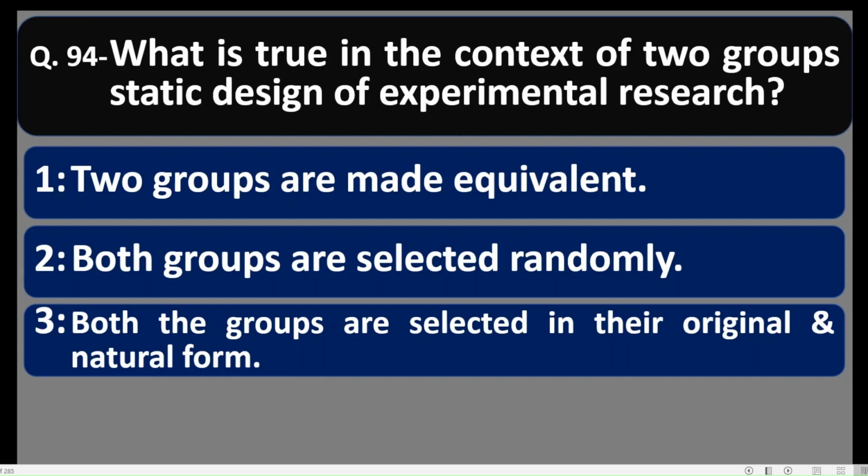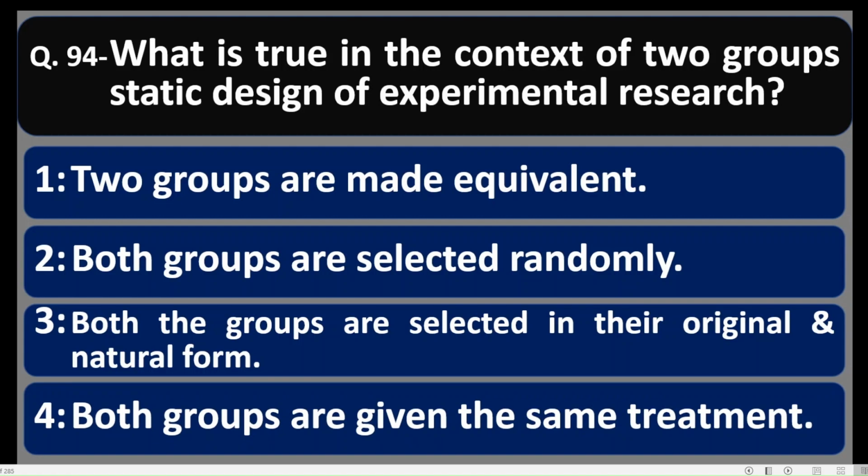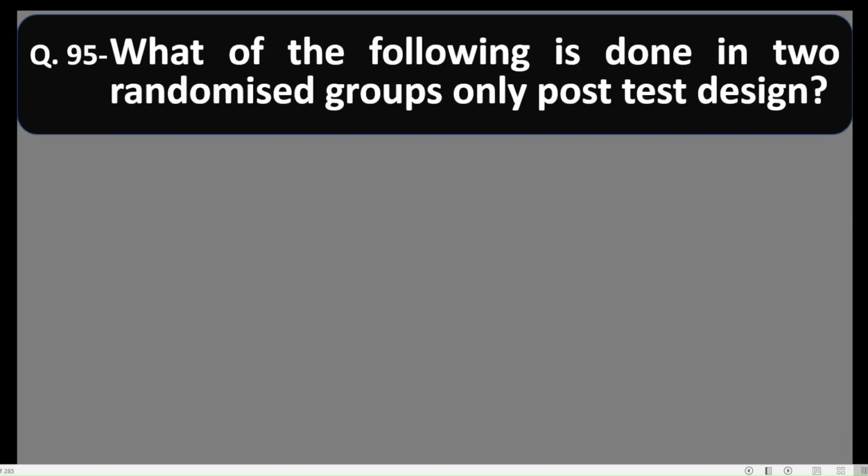The groups are selected which are formed naturally. So they are selected in original form. Number four, both groups are given the same treatment. It is also unfair. So option number three is correct. Both the groups are selected in their original and natural form in terms of two groups static design.